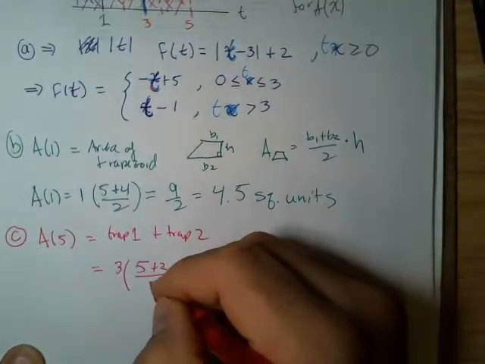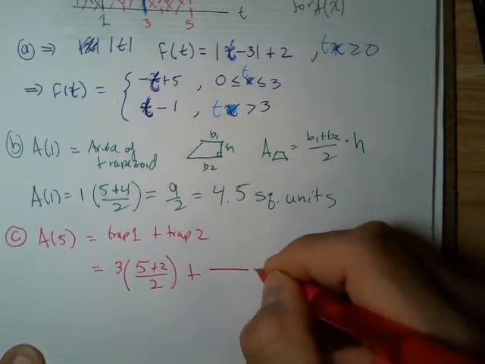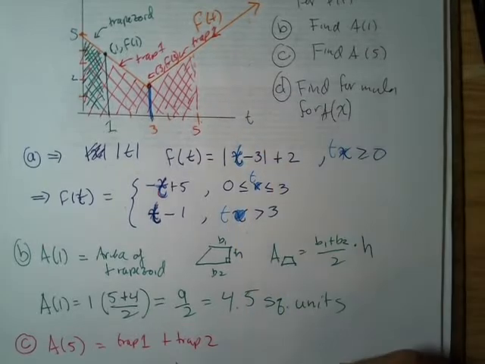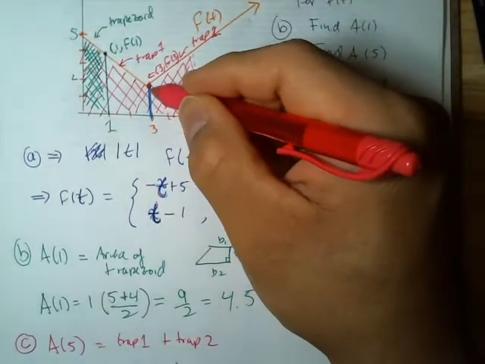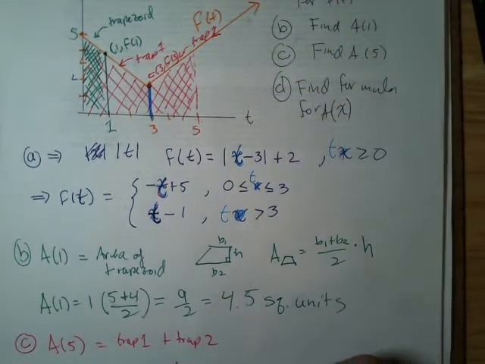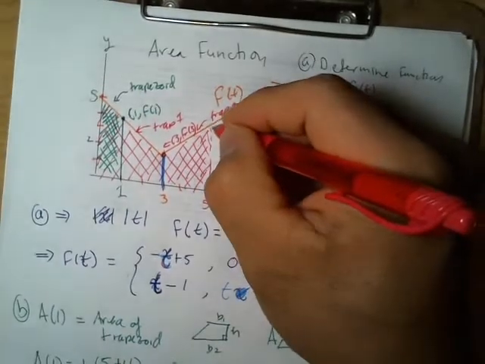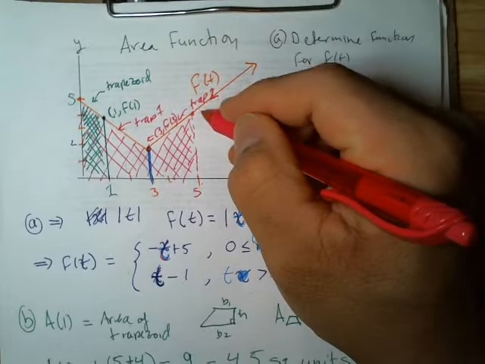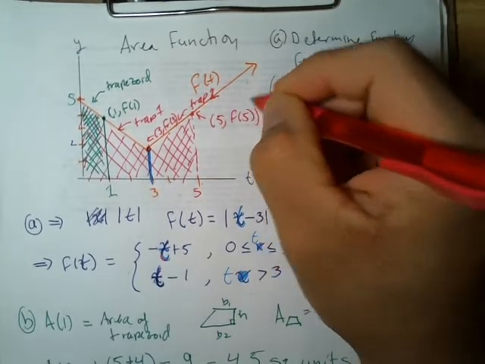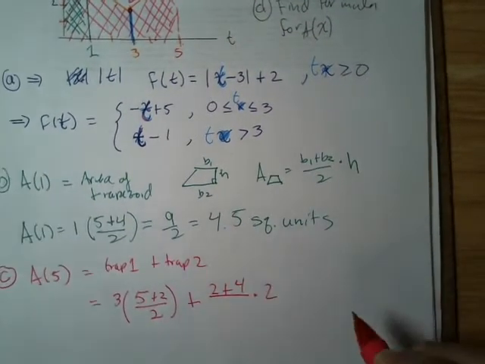So 5 plus 2 divided by 2. And I'm going to add to that, the height for our second trapezoid, which is 2 units. Base 1 shares one of the bases, and here is the value of f of 3, which I found to be 2. The second base would be this distance here, and that has a value of f of 5. Plugging it in here, 5 minus 1 is 4, so the second base is 4.